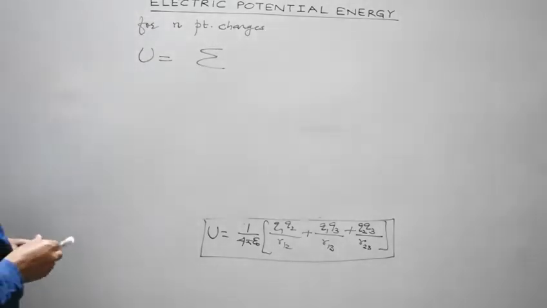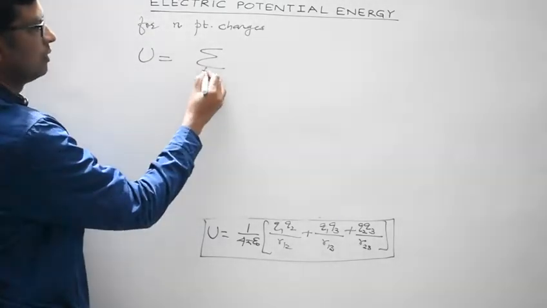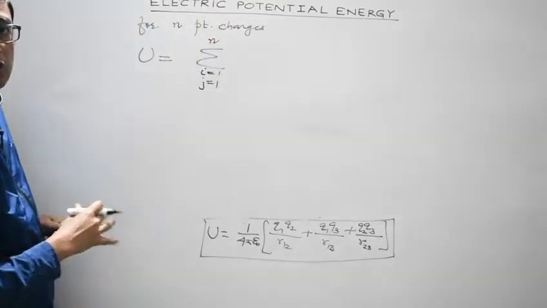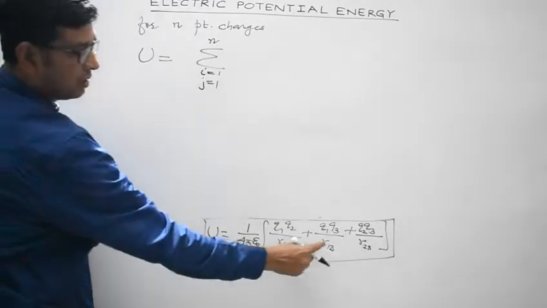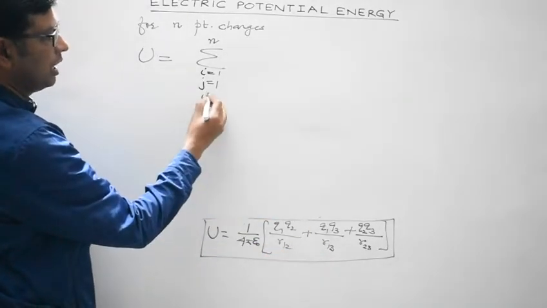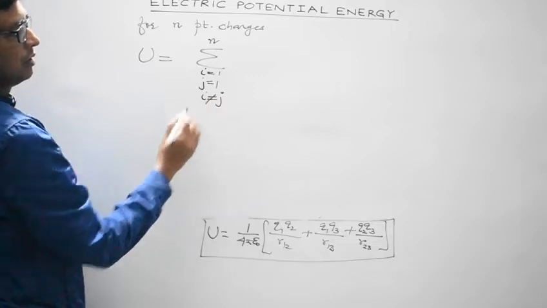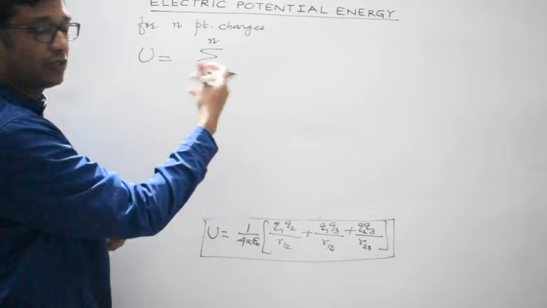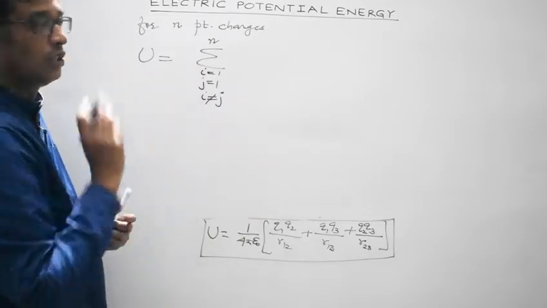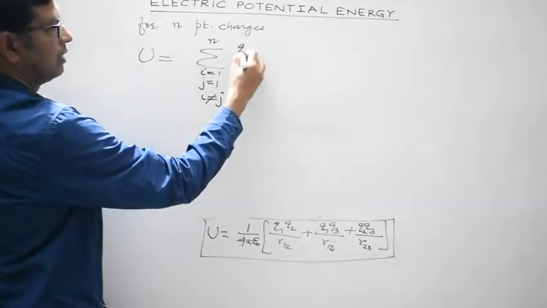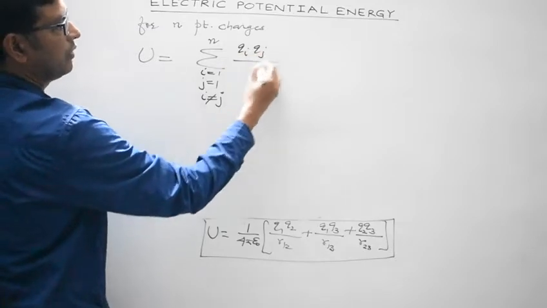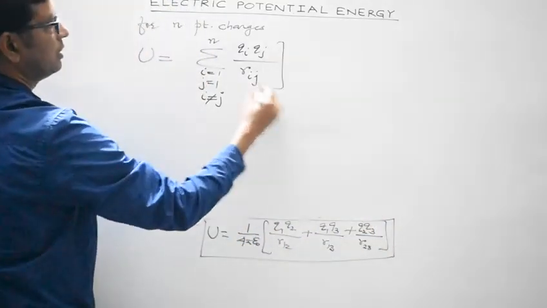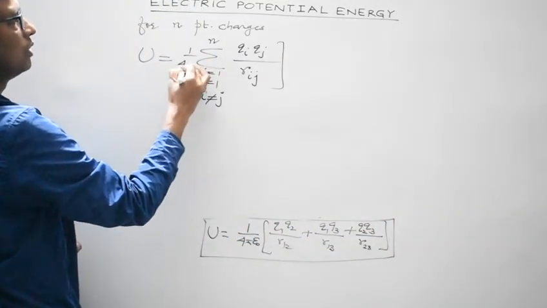summation i equals 1, j equals 1 to n. n is the number of point static charges. And here, this is i, this is j. i won't be equal to j. If i is equal to 1, j will take some other value except 1. If i is equal to 2, j can take any value except 2, till n. Qi, Qj divided by rij. So this will be this term. And then 1 over 4 pi epsilon.